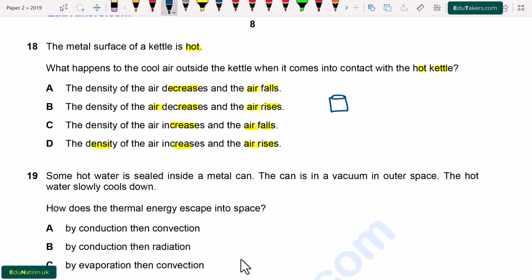The temperature of this kettle is very high as compared to the surrounding because here surrounding is filled with the cool air. So when the heat comes out of this kettle into the environment, then the temperature changes. The temperature of the surrounding increase, due to which the density of the air decrease and the air rise up. So from here option B is correct, which shows that the density of the air decreases and the air rises.